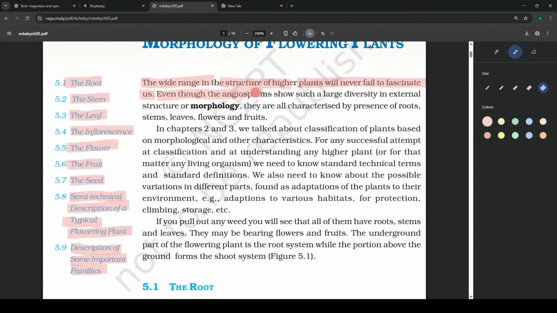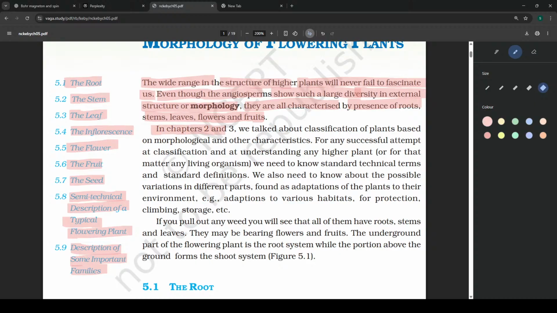Even though the angiosperms show a large diversity in external structure or morphology, they are all characterized by the presence of roots, stems, leaves, flowers, and fruits. Even though there are many plants, in all these angiospermic plants we have one thing in common, that is a stem, leaves, root, shoot, etc. These are the basic morphological characteristics of flowering plants, and of course flowers and fruits.